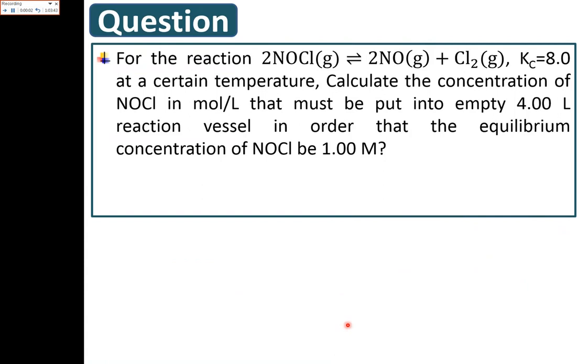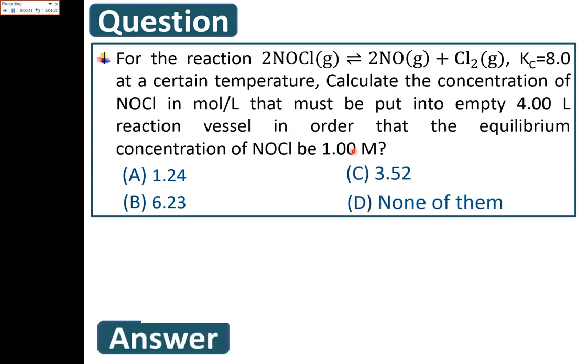Another question. For the reaction, this is the equilibrium between NOCl and NO plus Cl2, it is giving the equilibrium constant, which is equal to 8 at a certain temperature, and it is now asking to calculate the concentration of NOCl in mole per liter that must be put into an empty 4-liter reaction vessel in order that the equilibrium concentration of NOCl be 1 molar, and it is giving these choices to select from.